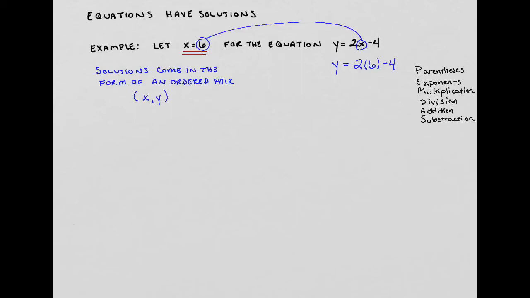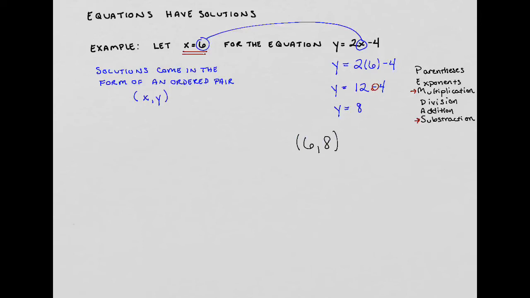In this first part, if I have y is equal to 2 times 6 minus 4, I note that multiplication is the first thing that comes into play in this particular equation. My next line would read y is equal to 2 times 6, which is 12, minus 4. Now I only have one other operation left to be done, which is that subtraction. So my final result is y is equal to 8. My solution, or my ordered pair for this problem, is going to be 6, 8.